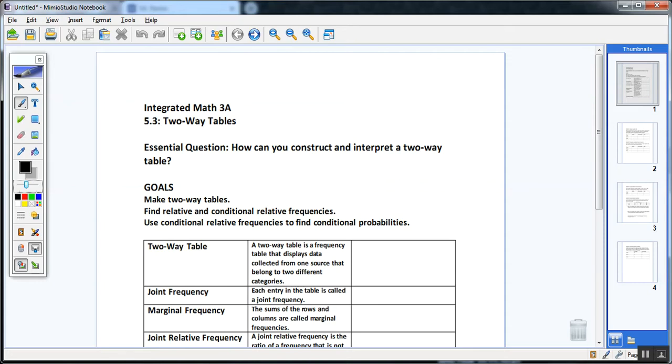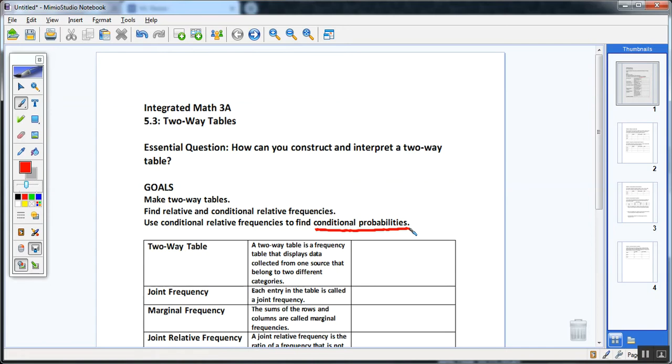So our goals today are, first of all, to make some two-way tables. We're going to find what's known as relative and conditional relative frequencies. And we're going to use conditional relative frequencies to find, and this is a biggie, what's known as conditional probabilities. This will be a biggie for us today.